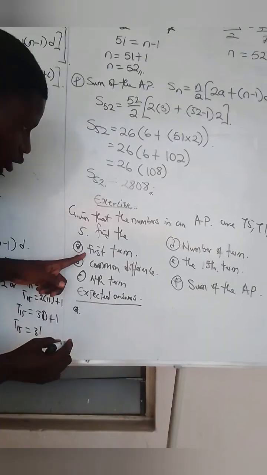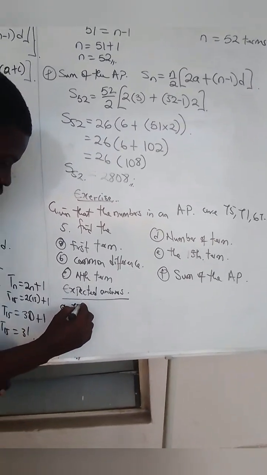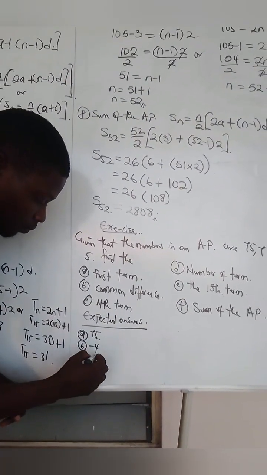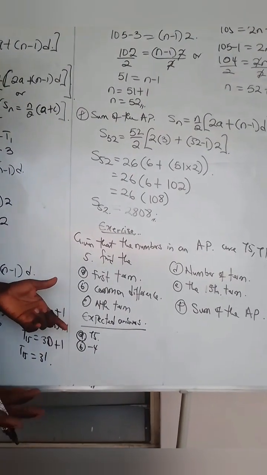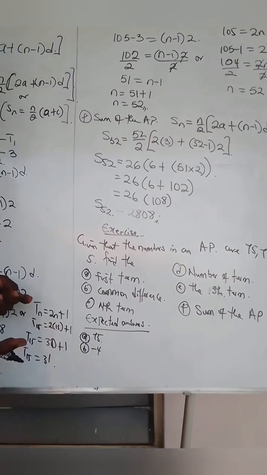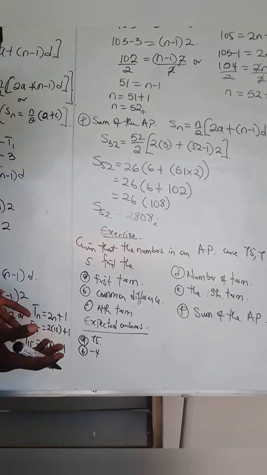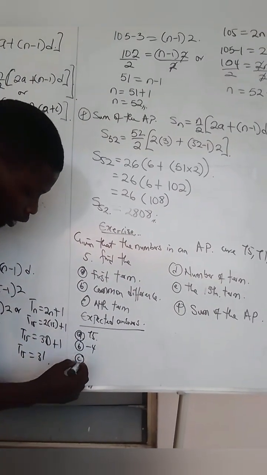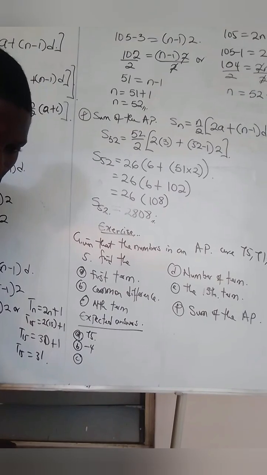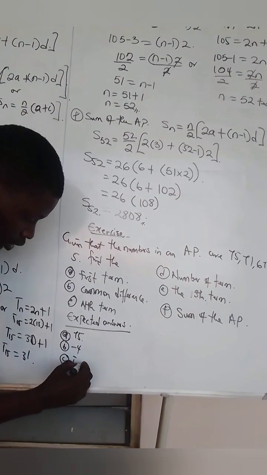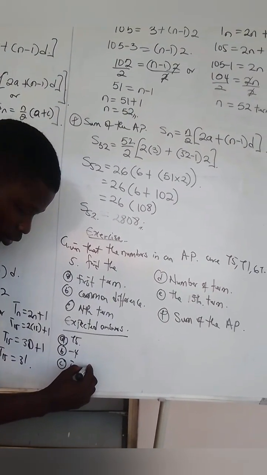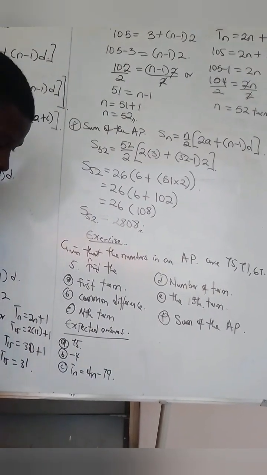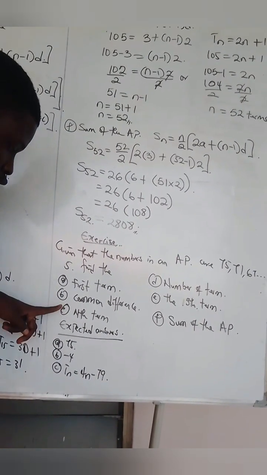First one, which is A, our first term will be 75. The B will be minus 4. Of course, we can also get a negative common difference. Our common difference can be negative. Even the first term can also be negative. Our C, which is the nth term, will be Tn equals 4n minus 49. Our nth term will be this.